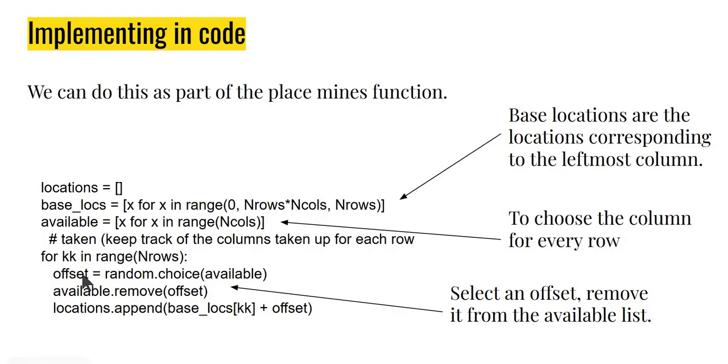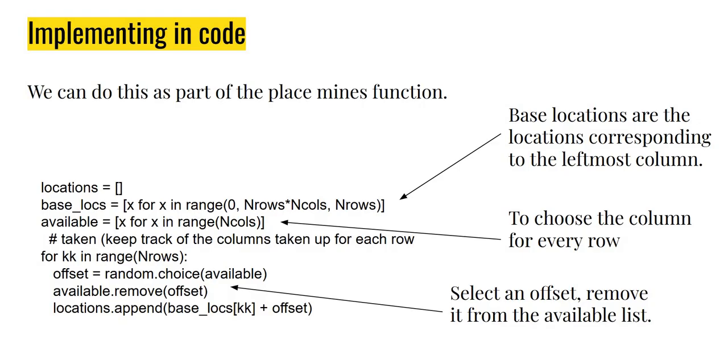For every row, I define an offset. And then I just make sure that this offset has been chosen once, and hence I don't choose it again by removing it from the available offsets. Having done that, I create the new location, which is basically base location plus the offset. Remember, because base location is already the first column. So think through it. Very nice code.